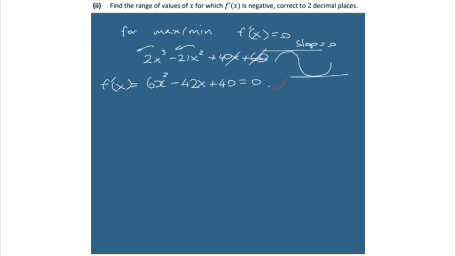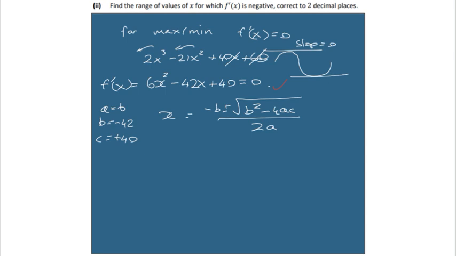So I recommend do the quadratic formula. So we'll go a is equal to 6. B is equal to negative 42. And C is equal to plus 40. And let's put it all together real quick. So minus b plus or minus the square root of b squared minus 4ac over 2a will give us our two values for our max and min.